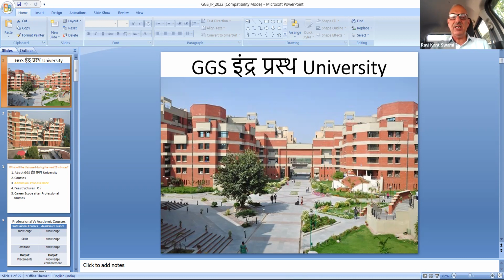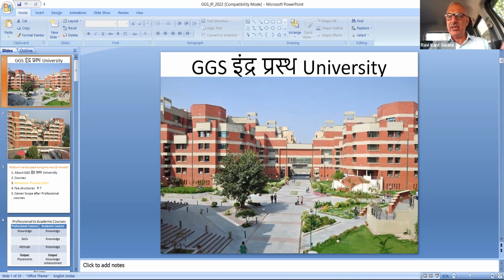So to begin with, this is the picture of IP University. You know, Indraprasth is the original name of Delhi. The Pandavas asked for 5 villages. In fact, the people of Haryana know everything about Mahabharata because it all happened in this land, what we now call Haryana. So Indraprasth is the original name of Delhi. Therefore, the university is named after Indraprasth, and Guru Gobind Singh was later on added to the name.